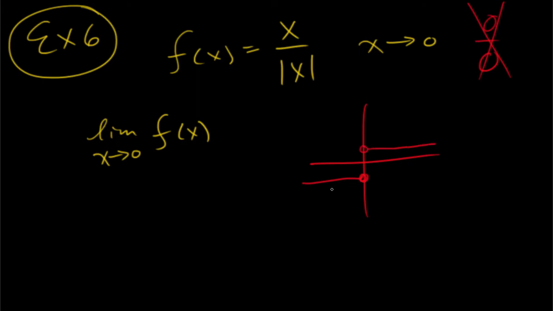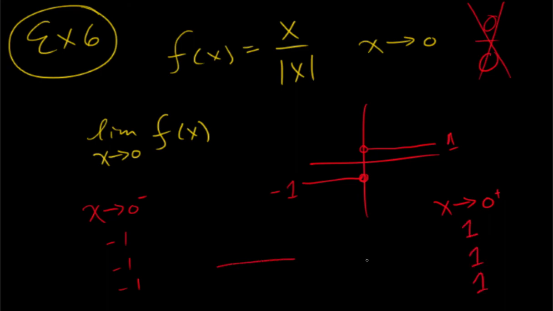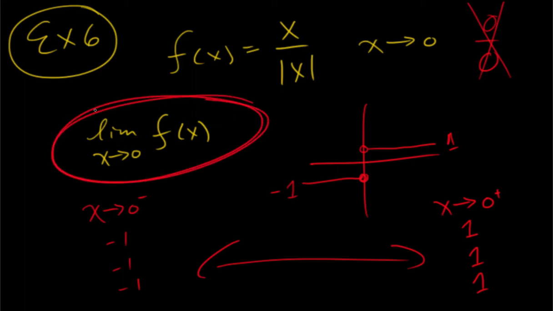Now if we look at it, our left-handed limit is going to be -1. So as x approaches 0 from the negative side, we're just going to get -1, -1, -1 over and over. Over here, as x approaches 0 from the positive side, we're going to get 1, 1, 1. And since these left-handed and right-handed limits, or one-sided limits, are not the same, then this limit does not exist.